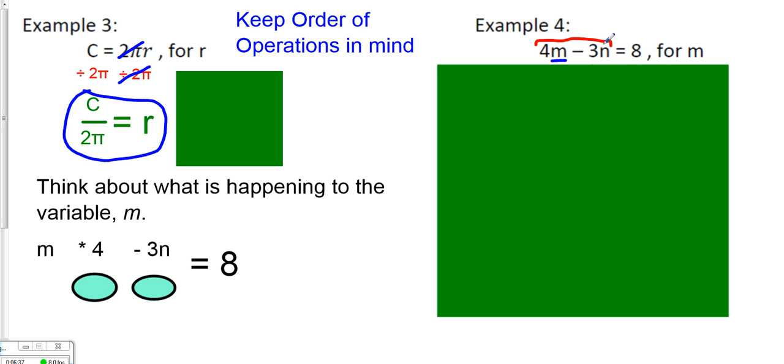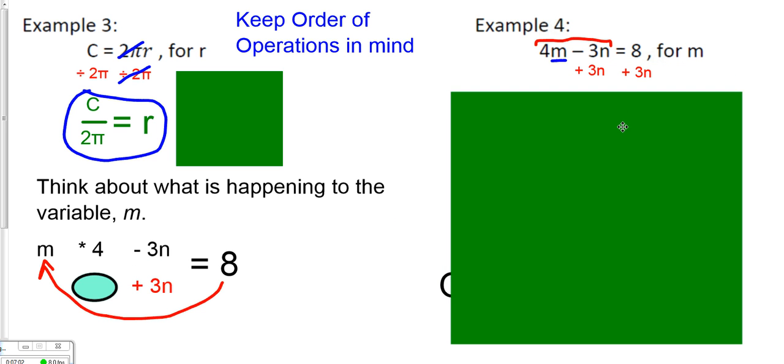So to help you think about what you should do to both sides of the equation, we just work backwards. Instead of going from m all the way to 8, we want to do 8 going back to m, which means we work exactly opposite from what we did. So as we travel from 8 back to m, we just do the opposite of what we did. So instead of minus 3n, we would be adding 3n to both sides. When you add 3n to both sides, it cancels this out here. And now the only thing left on this side of the equation is 4m.